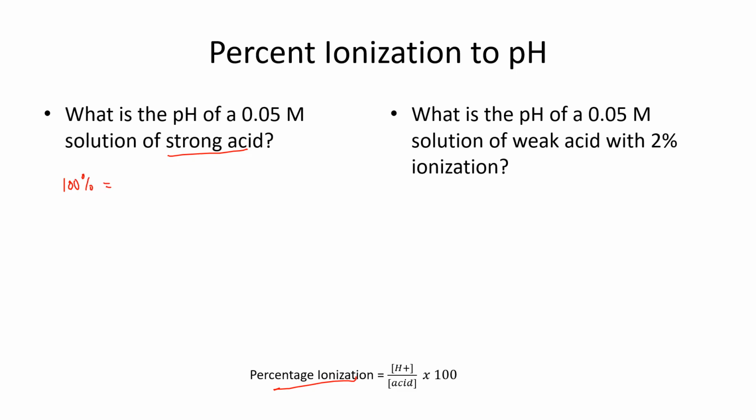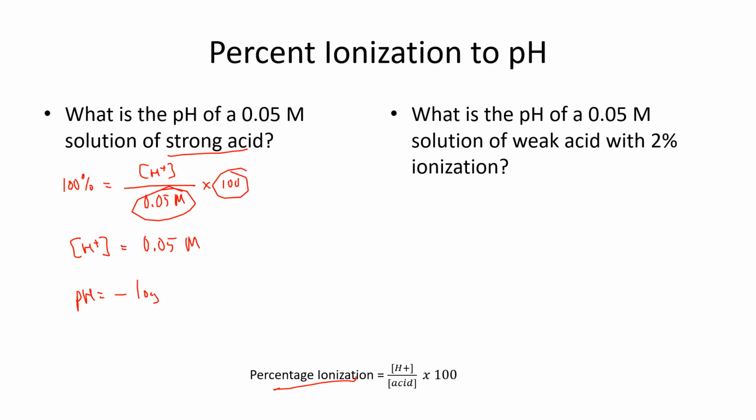Since we know that the percentage ionization of the strong acid is 100%, and we know that the concentration of my acid here is going to be 0.05 moles per liter, and we know times 100, the concentration of the hydrogen ions then is going to be, if you move this all over to the other side, you'll end up with a hydrogen ion concentration of 0.05 moles per liter, which means the pH is just the negative log of 0.05 moles per liter, and you'll end up with a pH of 1.3.